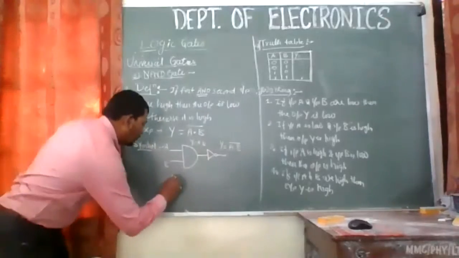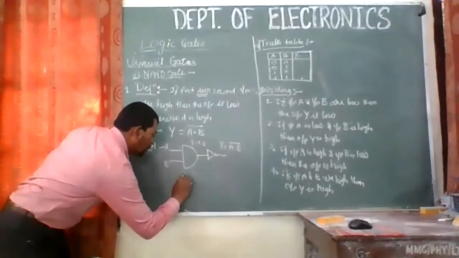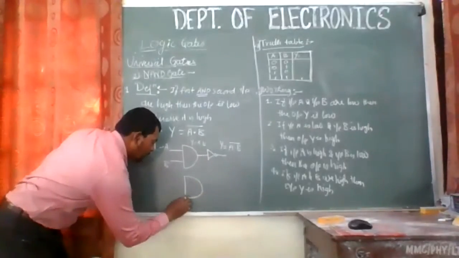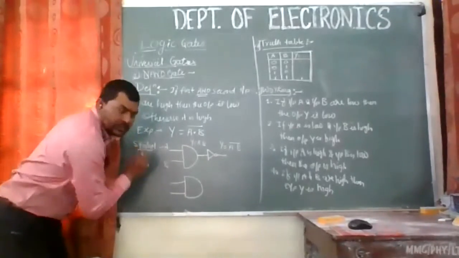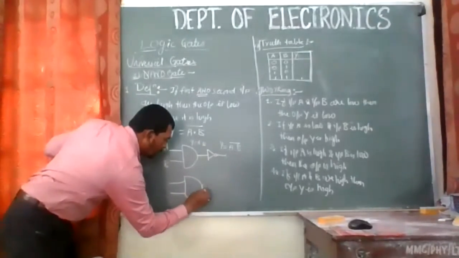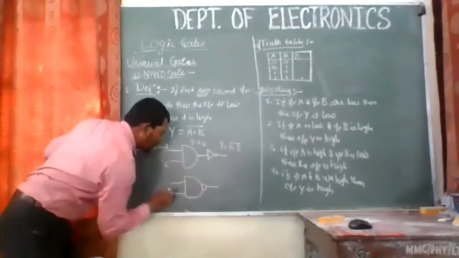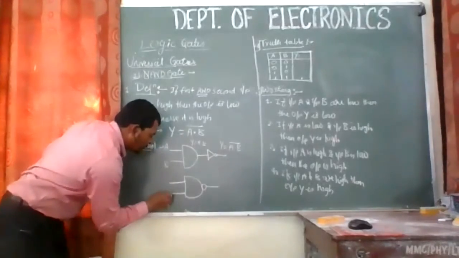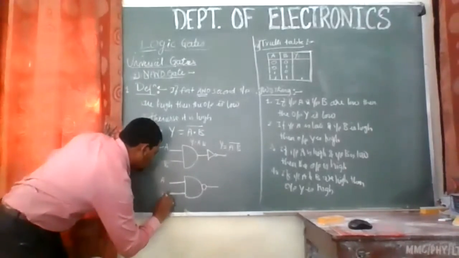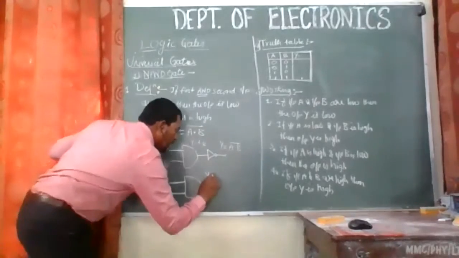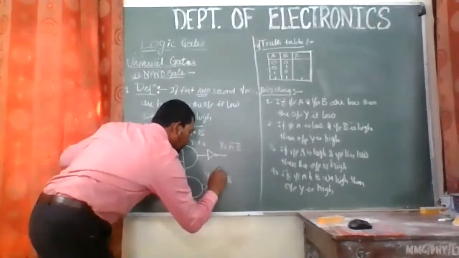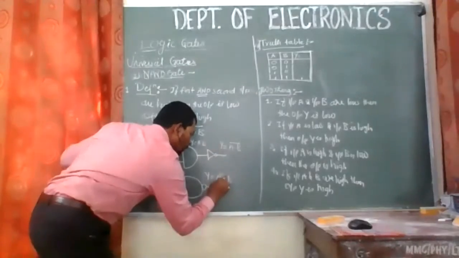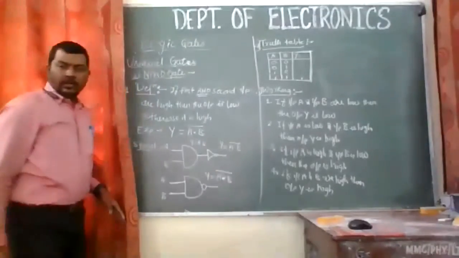But for the symbol, we have to give just a bubble to the AND gate. So we will be having this as D. Likewise, these are the two inputs, and we are having a bubble in front of that. So this stands for the symbol of the NAND gate. Y equal to A dot B complement, right?